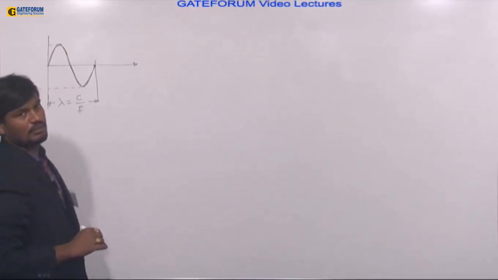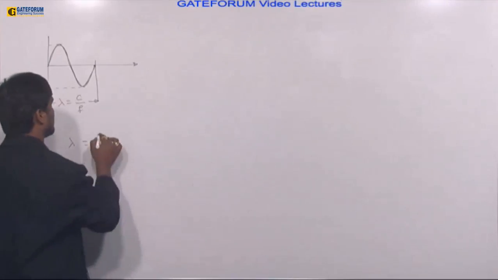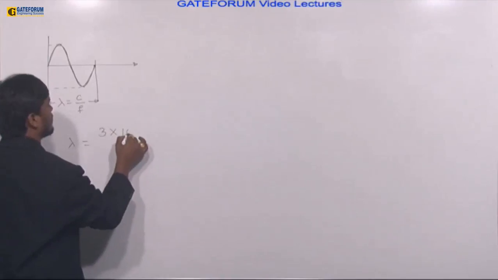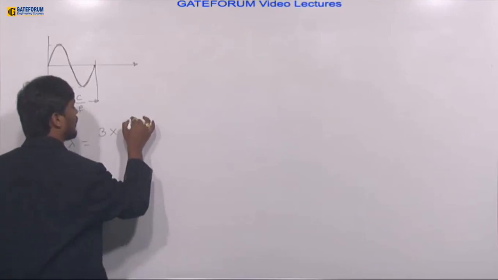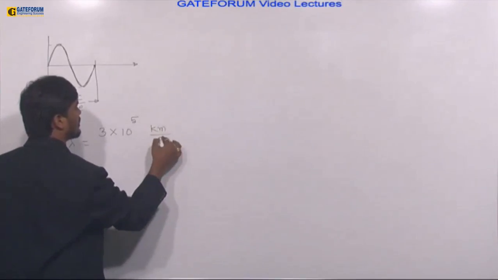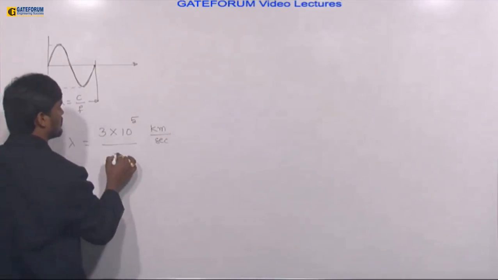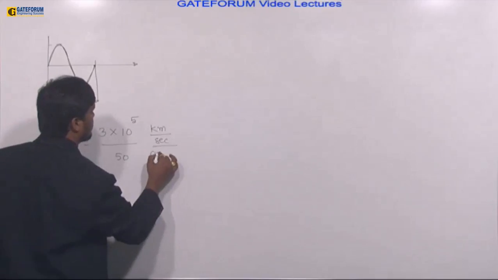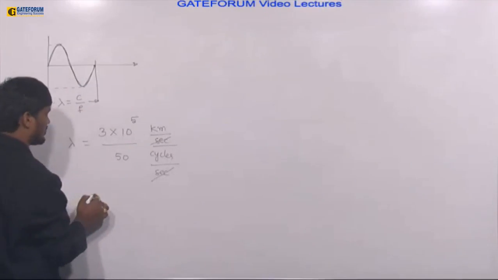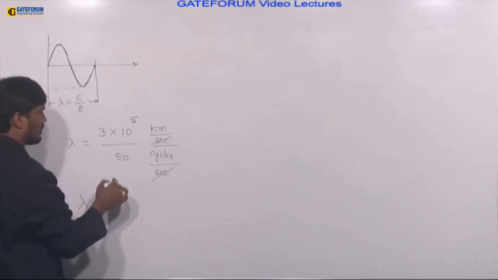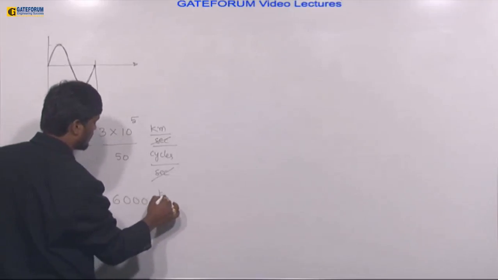Wavelength is lambda, which is equal to C by F, where C is the velocity of the wave, which is equal to the light velocity. What is the light velocity, friends? 3 into 10 power 8 meters per second, but transmission lines are in kilometers, so 3 into 10 power 5 kilometers per second, upon the frequency. What is the frequency in India? 50 Hertz, which I am writing as cycles per second. Seconds cancel out. Therefore, lambda becomes 3 into 10 power 5 by 50, which is 6000 kilometers per cycle.